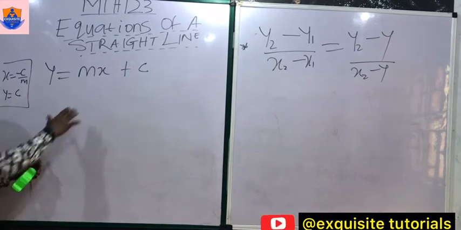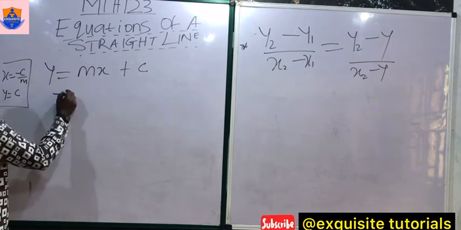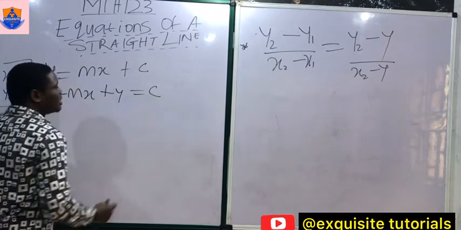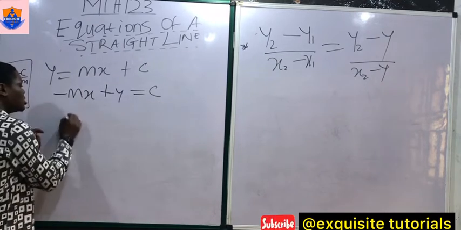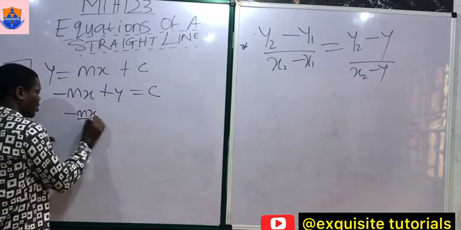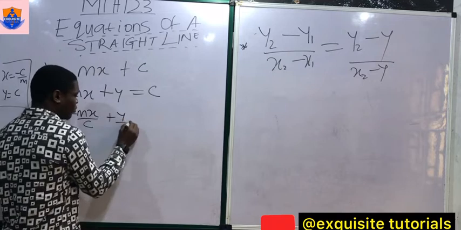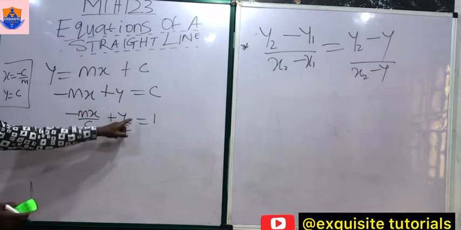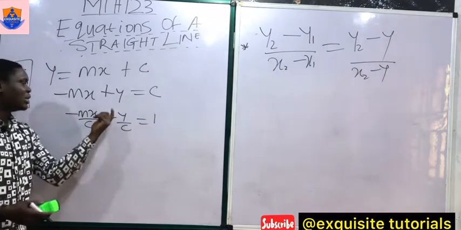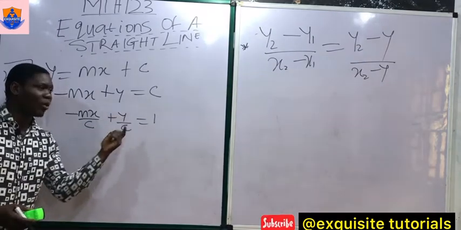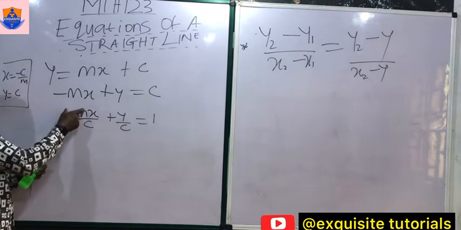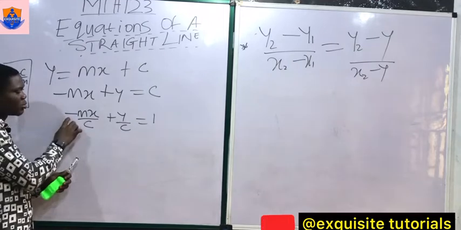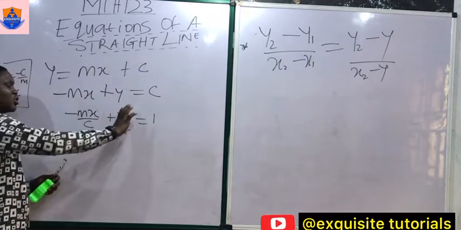If I take this mx to this side, I will have minus mx plus y is equal to c. Now, if I also divide through by c, I will have minus mx over c plus y over c is equal to 1. Now, because there's something over c, and y is just multiplied by 1, I would love to manipulate this expression to be in the form x over something. It should not be something times x over c. I want it to be in this form.